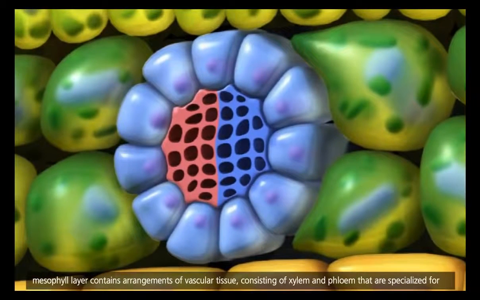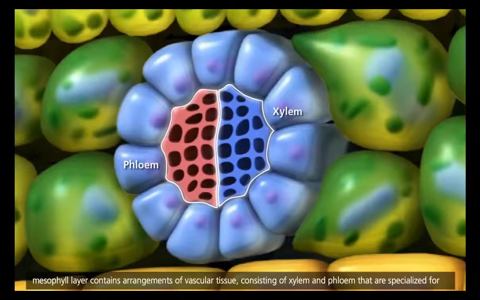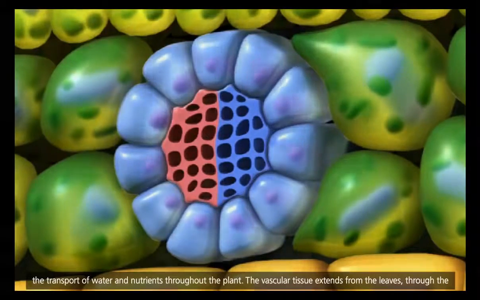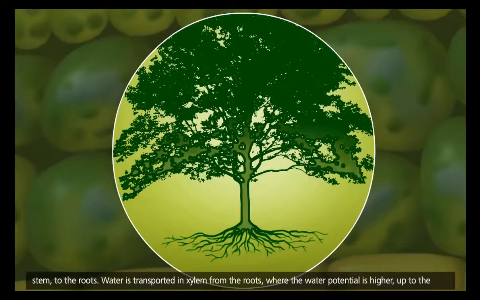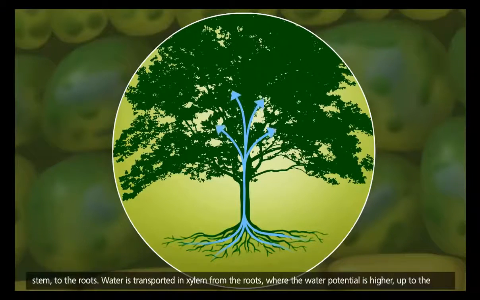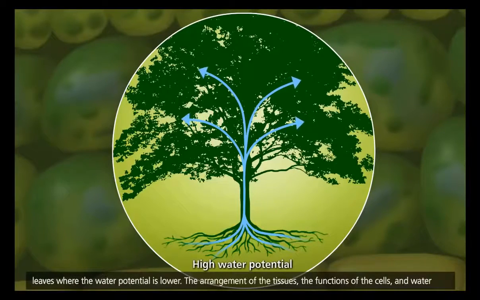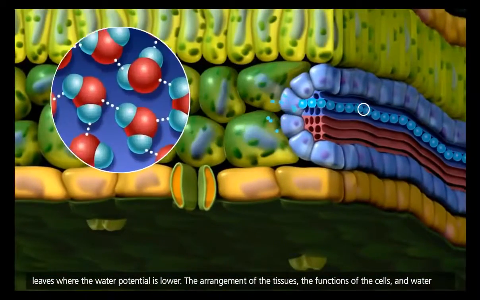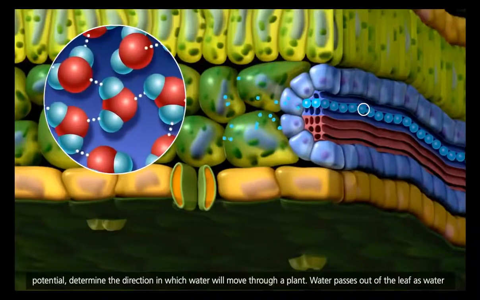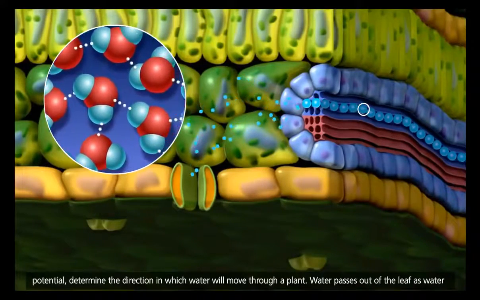The spongy mesophyll layer contains arrangements of vascular tissue, consisting of xylem and phloem that are specialized for the transport of water and nutrients throughout the plant. The vascular tissue extends from the leaves, through the stem, to the roots. Water is transported in xylem from the roots, where the water potential is higher, up to the leaves where the water potential is lower. The arrangement of the tissues, the functions of the cells, and water potential determine the direction in which water will move through a plant.